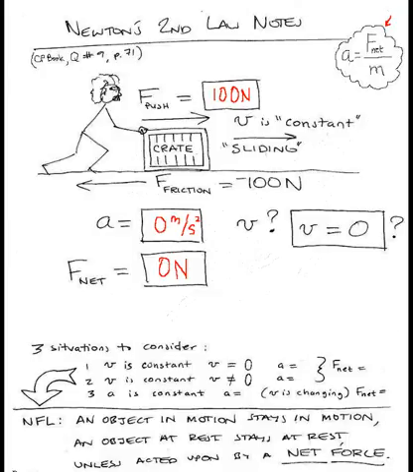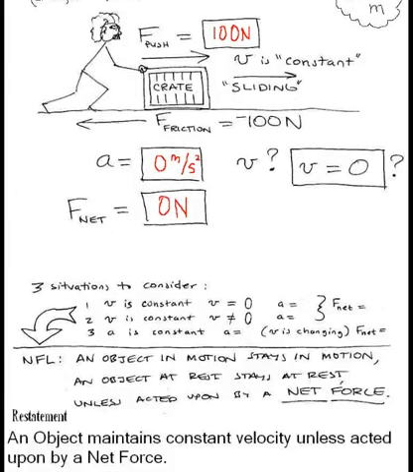So if you look down here, there are 3 situations that you should consider. If the velocity is constant and the velocity equals 0, then of course you'll have no acceleration. And if the velocity is constant and the velocity does not equal 0, it's moving, the acceleration will still be equal to 0. So as long as the velocity is constant, you're not accelerating, and your net force has to be 0. And there's only one more situation, which is that you're accelerating.